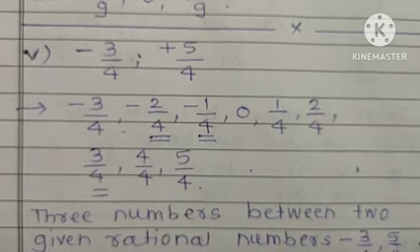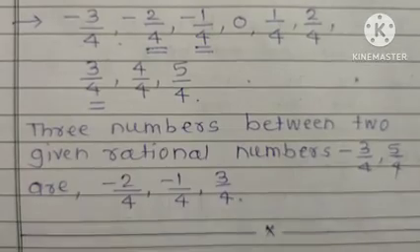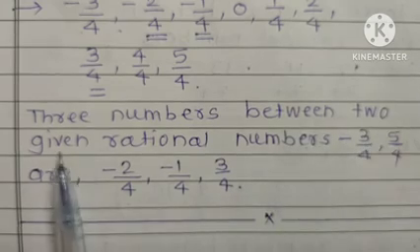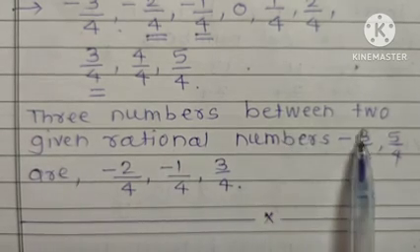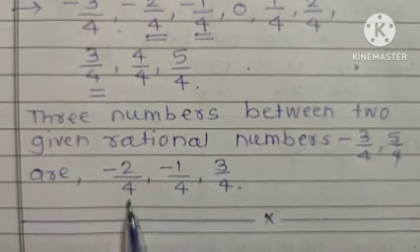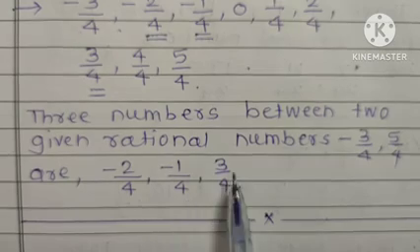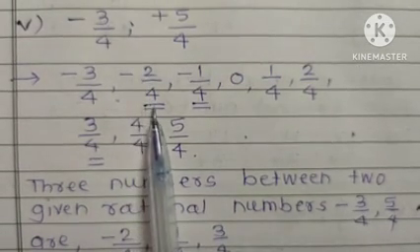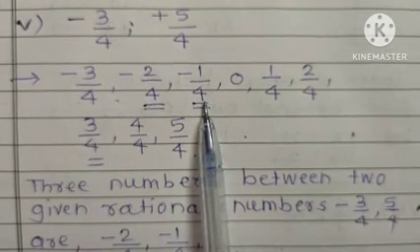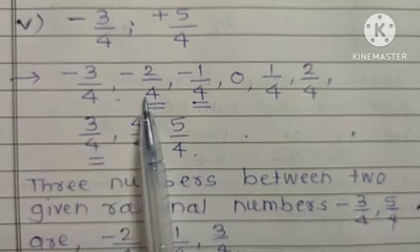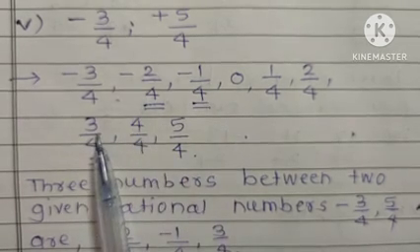But if you want to write the answer from the textbook, three numbers between the two given rational numbers minus 3 by 4 and 5 by 4 are minus 2 by 4, minus 1 by 4 and 3 by 4. These three numbers are written.